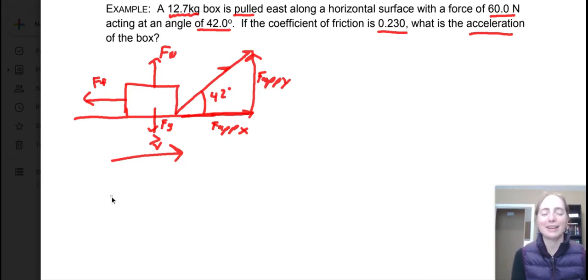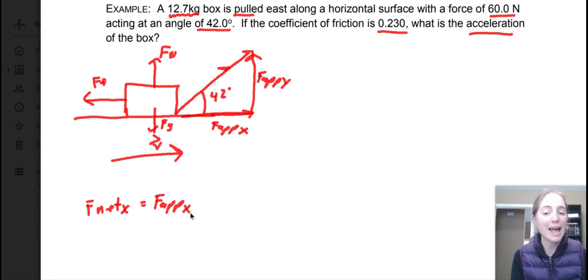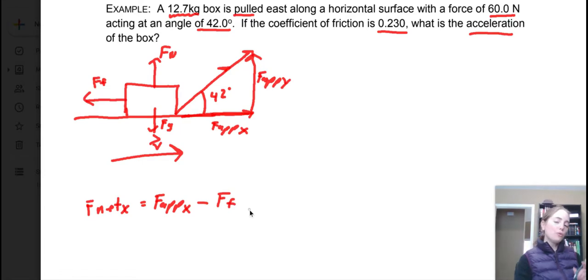So let us begin by writing out our FNet diagram and determining all the components that we're going to need. All right, our FNet equation. Now, keep in mind, my acceleration is going to be on the x. This box is not flinging its way up through the air or sinking its way through the floor. It is accelerating on the x. So that is where we need our acceleration to be. So our FNet on the x is going to equal my force applied x minus my force of friction. So far, everything is the same as our previous question.